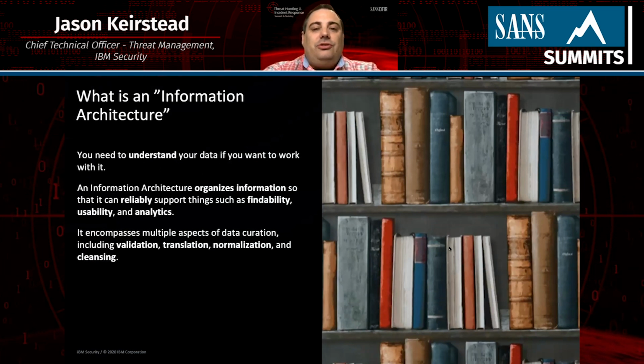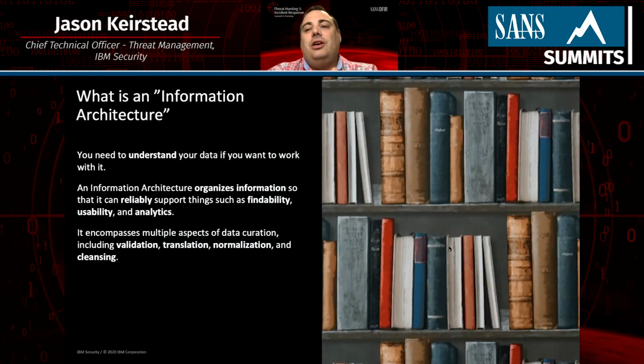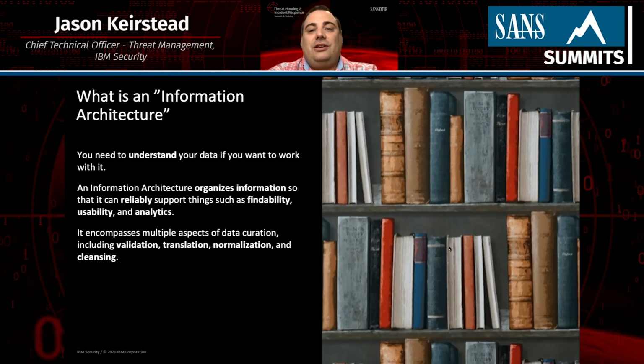So let's set some table stakes first. What is an information architecture? JK, what are you talking about? In short, information architecture is the design and organization of information so that it can reliably support things like findability, usability, analytics, takes into account data curation, validating the data. In some cases, not really relevant for cybersecurity, but it takes into account translation, normalizing the data, cleansing the data.